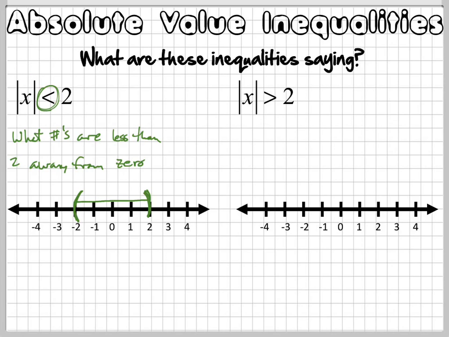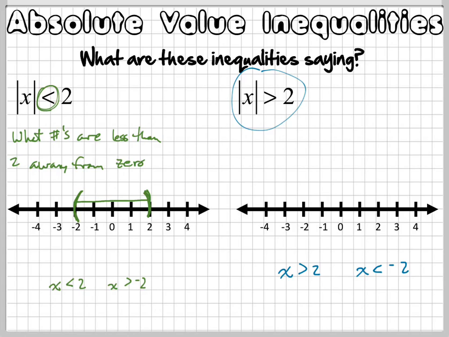Now, I'm trying to explain to you guys what it means. The way it looks would just be x is less than 2 and x is greater than -2. This is how it looks symbolically, as an inequality. If we look over here at the one that says greater than, symbolically that would say x is greater than 2 or x is less than -2. So how would that look on my graph?